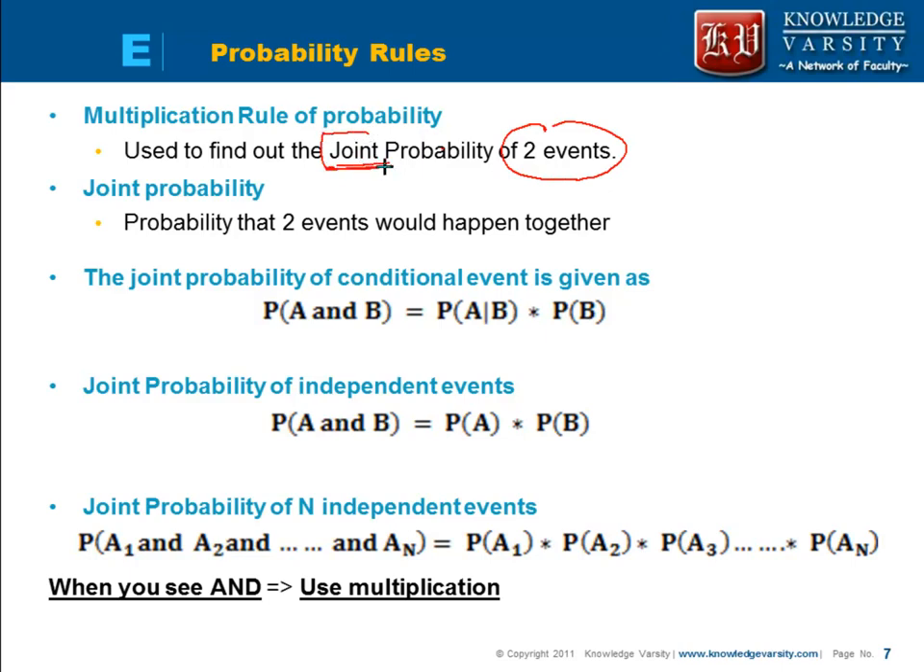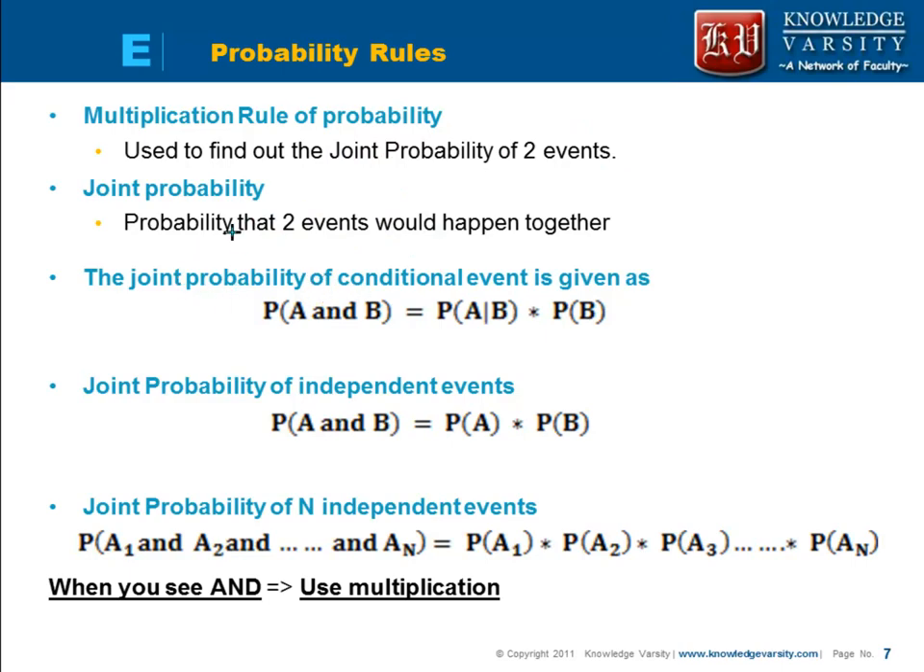What is joint probability? Joint probability is the probability that two events are going to happen together. Note that it is not necessarily that it has to be two events, it can be more than two events. So joint probability can be more than two events happening together.